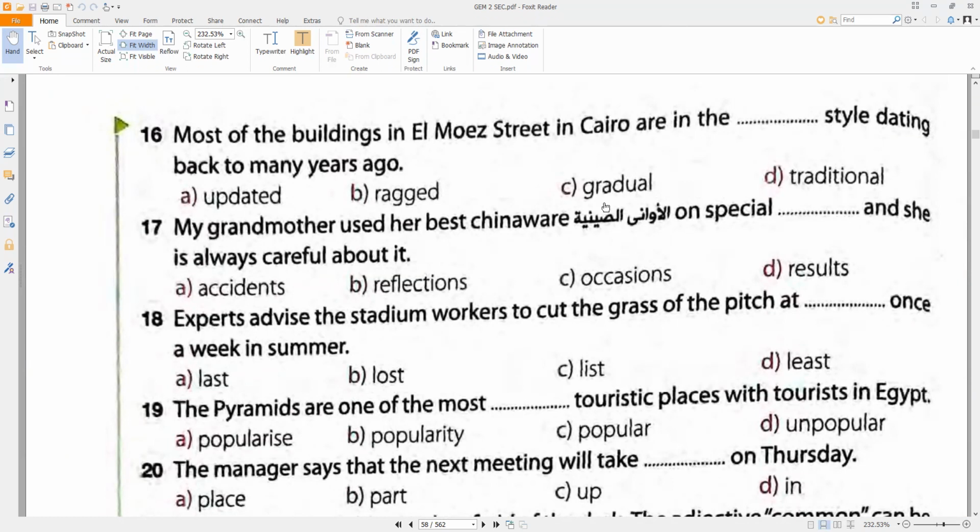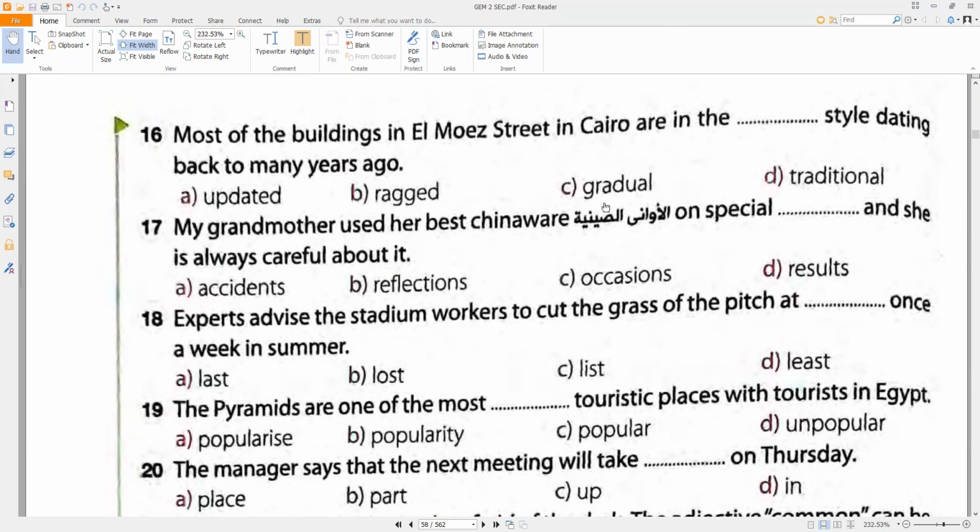Number 16. Most of the buildings in Al Mu'izz Street in Cairo are in the traditional style, dating back to many years ago. Updated, ragged, gradual, traditional. Yes, traditional style.